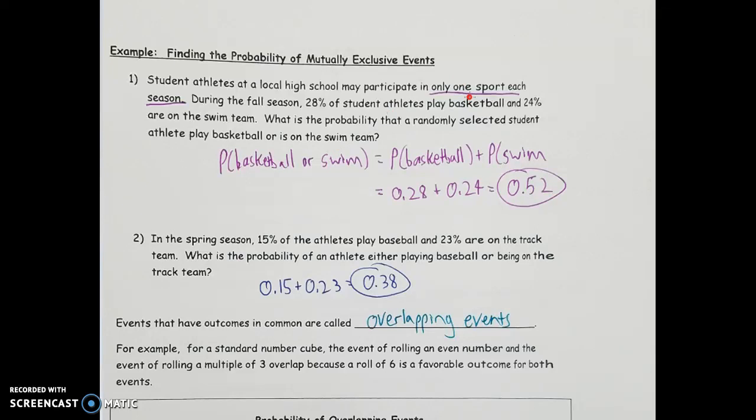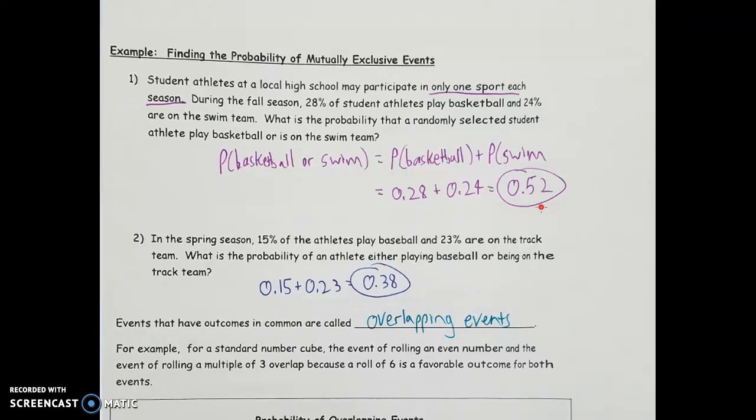So if they are mutually exclusive, can't be both at the same time, to find the probability of basketball or swim team for your randomly selected student, I can take those two probabilities and add them together. So again, the probability of them being in basketball, I could say that's 0.28. Probability of being on the swim team was 0.24. So if I take those probabilities and add them, I should get 0.52. Again, we can answer that as a decimal, fraction, percent, doesn't matter.